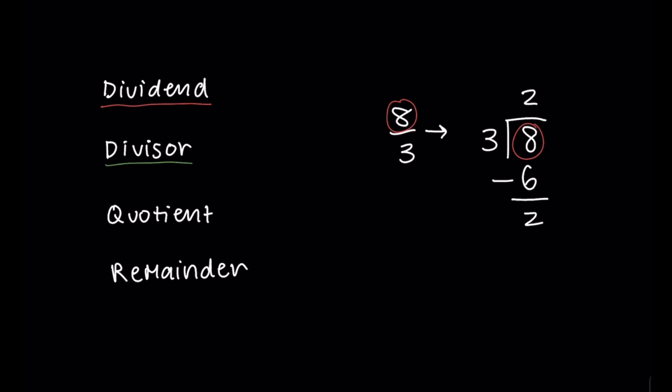Next, we have the divisor. The divisor is a number that is dividing the dividend. So for 8 divided by 3, 8 is being divided by 3. So the divisor is 3.